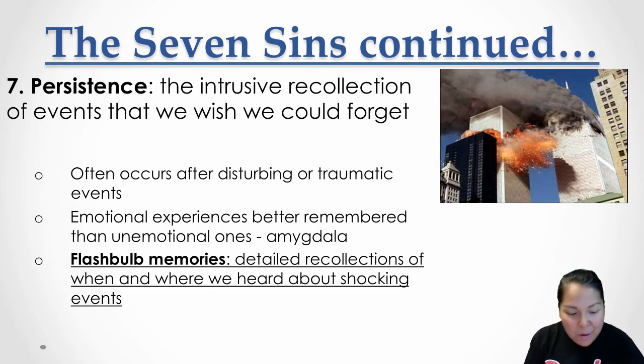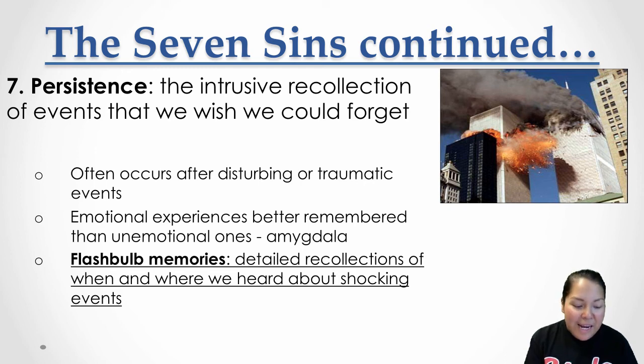Lastly, we discuss the last memory failure, which is persistence. This is where we do not forget a memory, but the memory is intrusive and unrelenting. Memory persistence frequently occurs with disturbing or traumatic incidents, and these emotional experiences seem to focus our attention on the central features of an event and strengthen that memory. As such, our amygdala, the emotional processing structure, is heavily associated with this process.